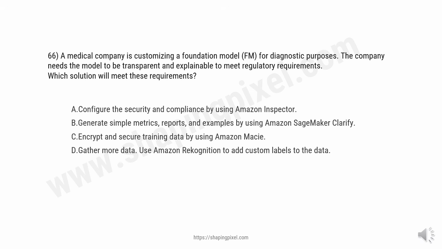Option A. Configure the security and compliance by using Amazon Inspector. Option B. Generate simple metrics, reports, and examples by using Amazon SageMaker Clarify. Option C. Encrypt and secure training data by using Amazon Macie. Option D. Gather more data using Amazon Rekognition to add custom labels to the data.